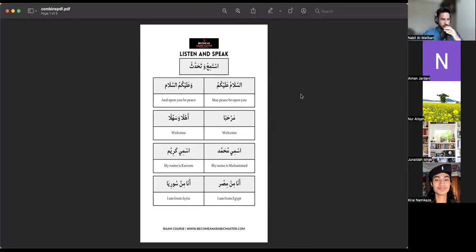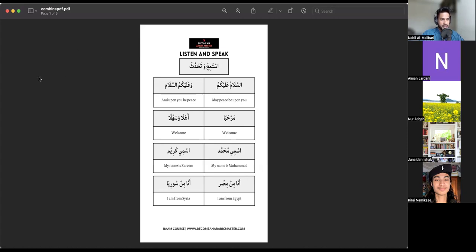Okay, now I'm going to teach you how to speak the Arabic language, how to hold a simple conversation, at the very beginning. Istami' wa tahaddath. You should know the meaning of it. One person is going to say the line on the right, and one person is going to say the line on the left. This is how you hold a simple conversation.